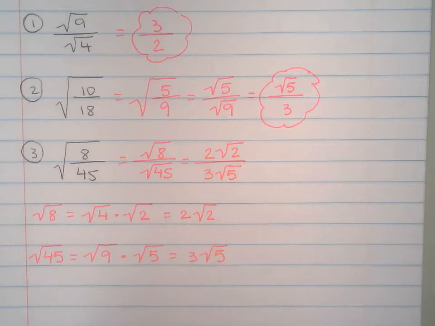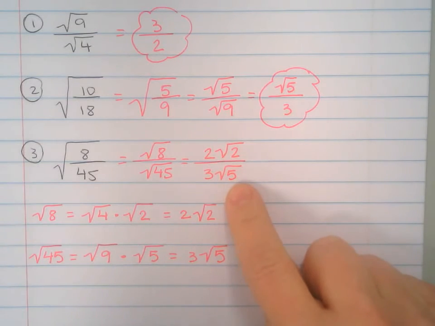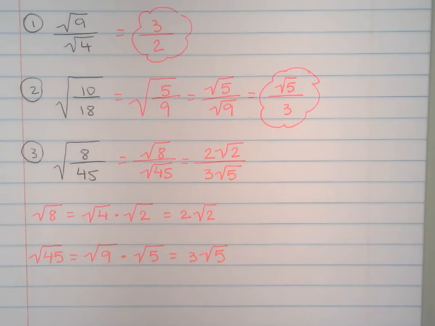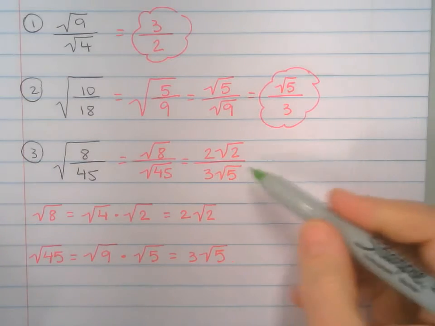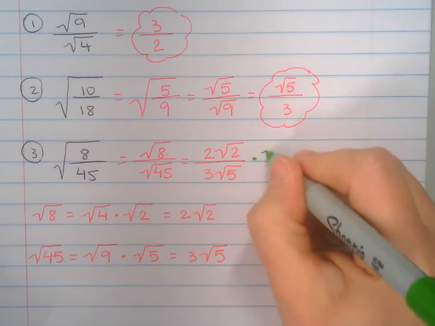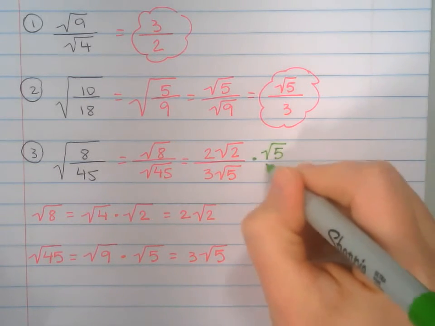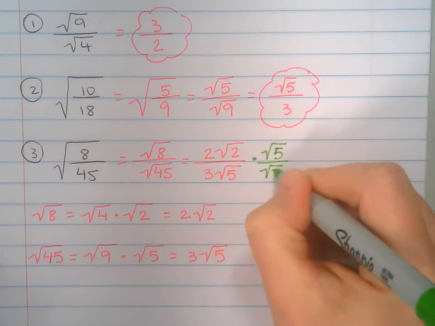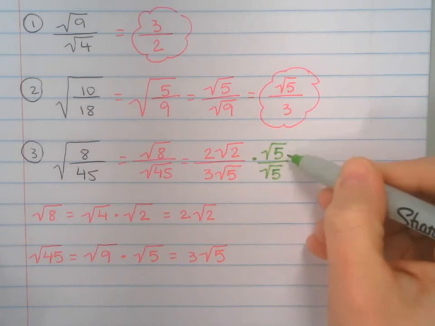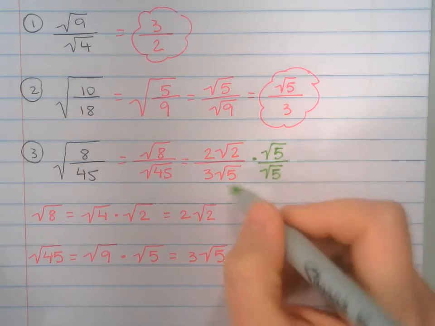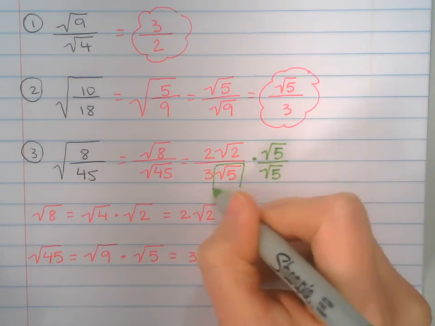Now, it's a big no-no. You cannot leave the square root of 5 in the denominator. You have to get rid of it. So we're going to rationalize the denominator by multiplying top and bottom, or numerator and denominator, by this guy right here.